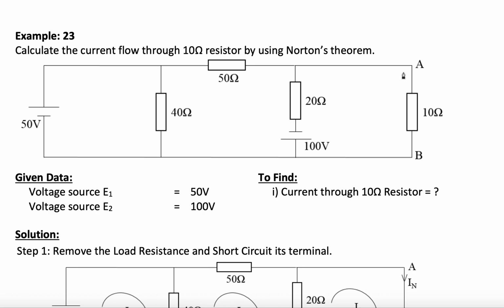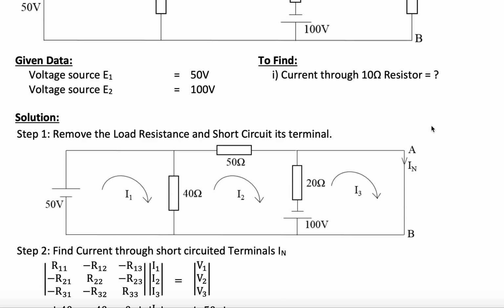Method is similar. There are two sources. That is the only difference. You need to find this current. So short this one. All right.